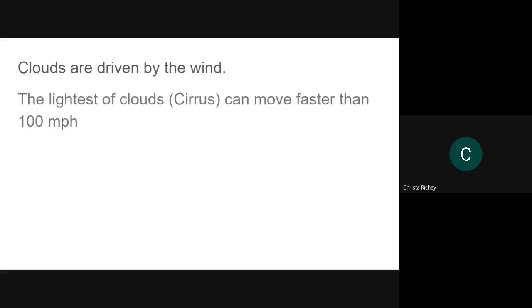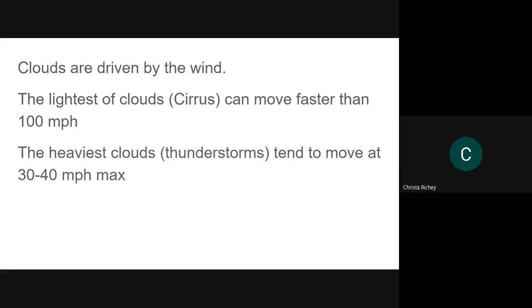Ready? Moving on, clouds move by wind power. They can't steer themselves. The fastest of the clouds are the ones that are the highest up because they are the least dense. Over 100 miles per hour in some cases. Your slower moving clouds are your thunderclouds, the ones that are lower down and are the most dense. Most storms, now there are some exceptions to the rule. Most thunderstorms don't go past 30 to 40 miles an hour.